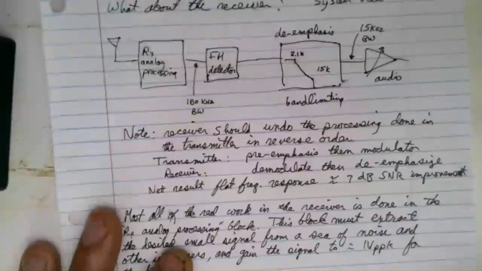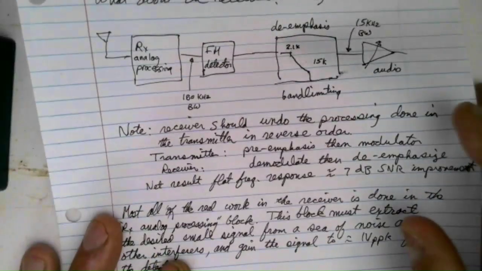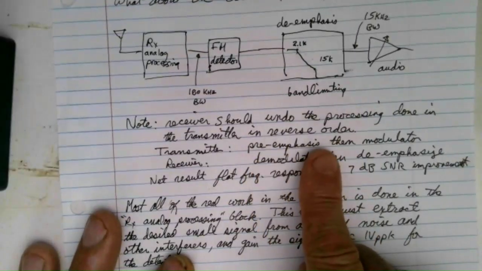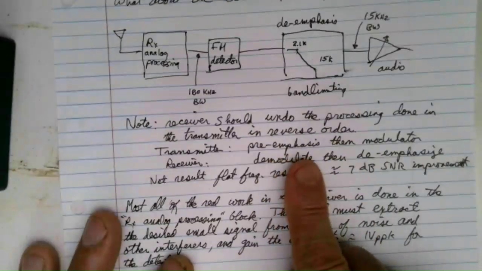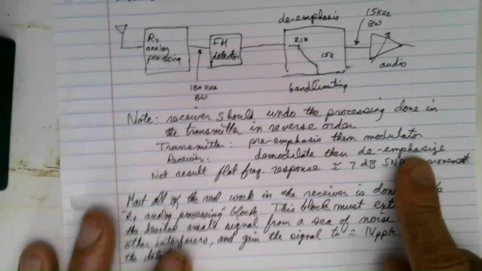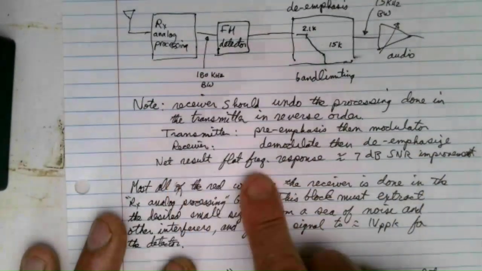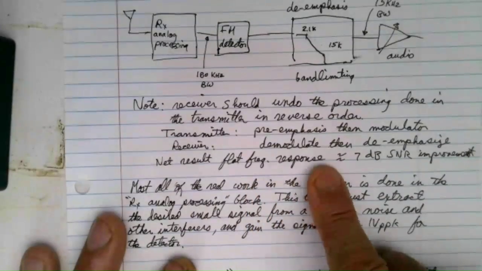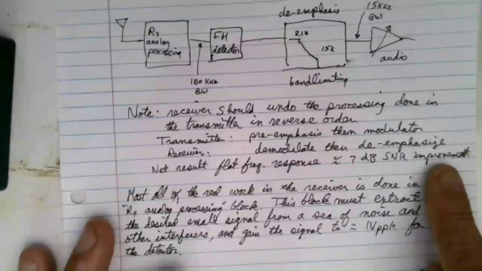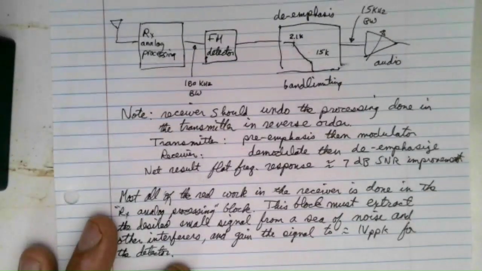All right, so again, the receiver should undo the processing done in the transmitter in reverse order. In the transmitter, we pre-emphasize first and then modulate. In the receiver, we demodulate and then de-emphasize. The net result is a flat frequency response, but we get about 7 dB of SNR improvement for our trouble.